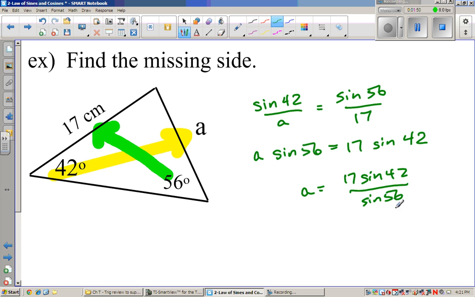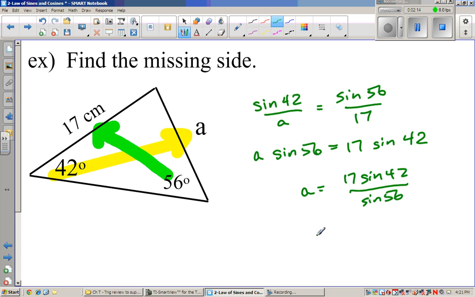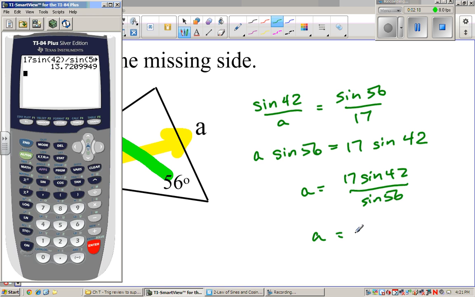And we have what I like to call a calculator ready situation. So we'll pull up our calculator. By the way, we must make sure we're in degree mode. I check. I am in degree mode. And so now I can type in 17 sine 42. Make sure you close the parentheses. Divide it by sine of 56. And press enter. And there we have our answer. a equals, let's look at that again, 13.72.